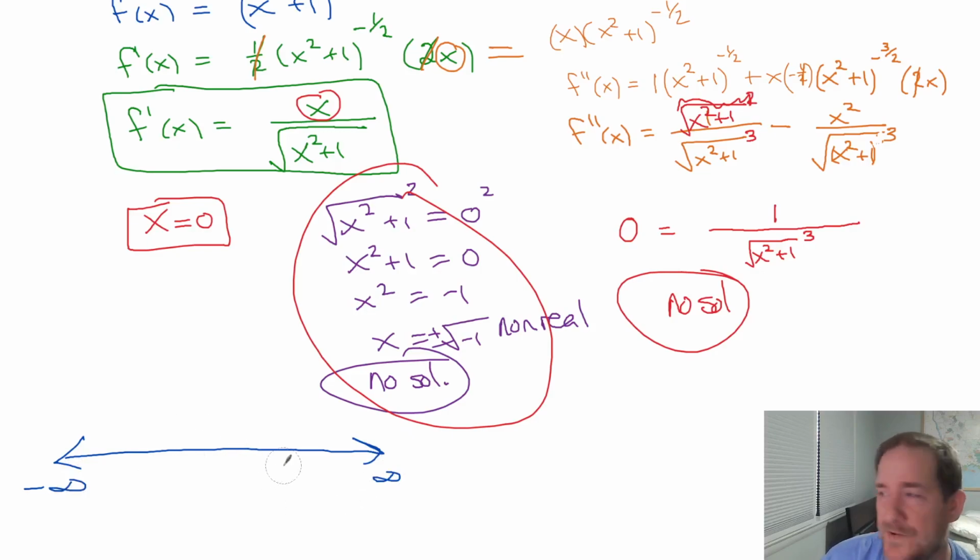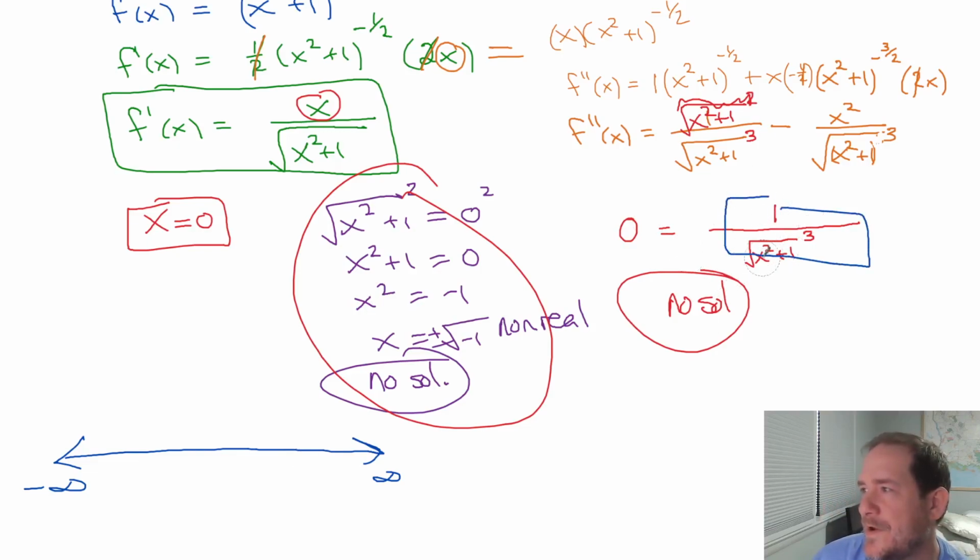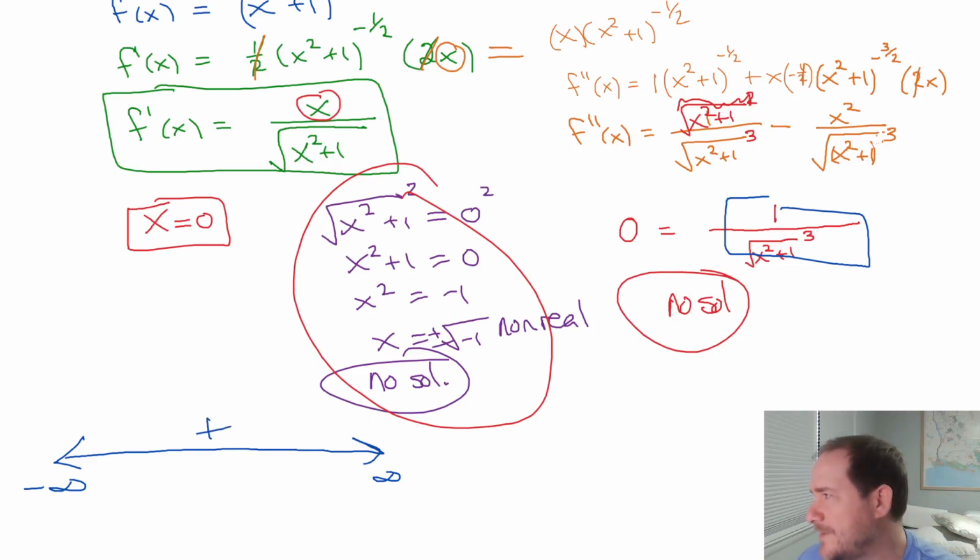So I guess we may as well just test 0. And who are we testing? We're testing the second derivative to see if it's positive or negative. And plugging in 0 gives 1. 1 cubed is 1. 1 over 1 is 1, and that's positive. So my assumption here is our graph is just always, always, always concave up.